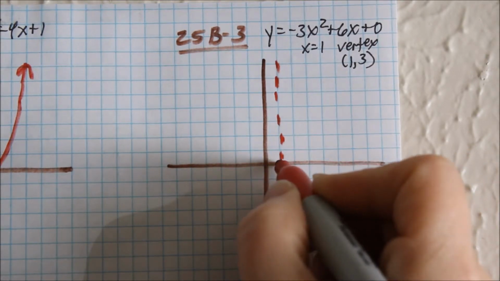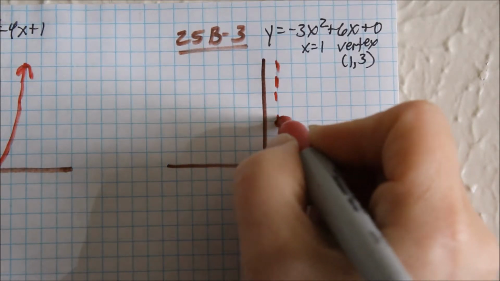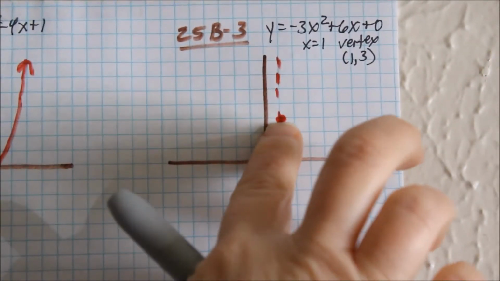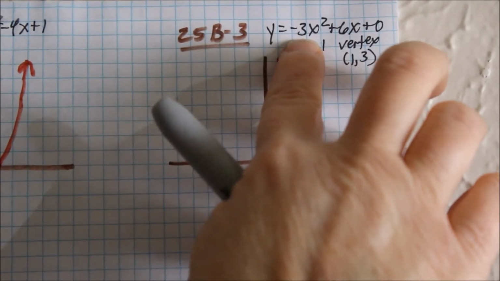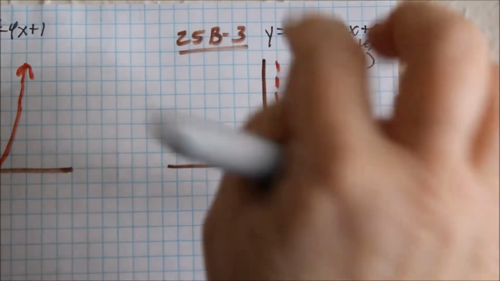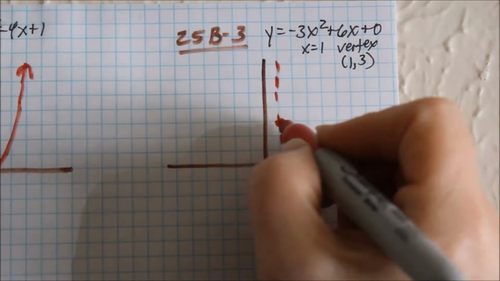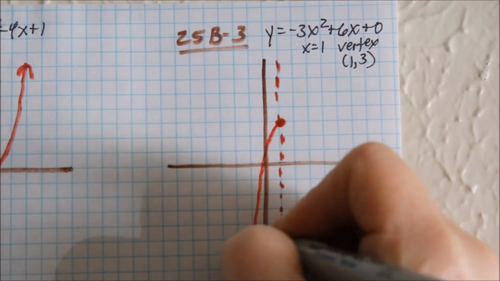And so we're at 1, and then 1, 2, 3. So that is your vertex, and then we said our parabola was facing down, and that's a 3, so that's going to be a narrower parabola.